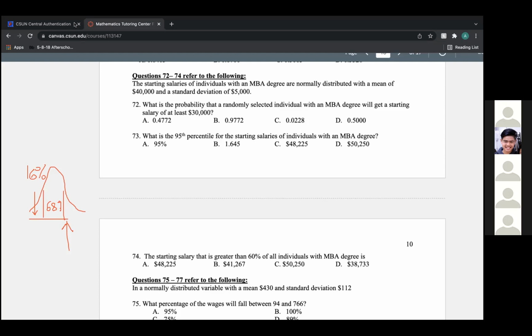For 72, you went to normal CDF, correct? For 73, no, inverse normal. 72 was normal CDF, and the lower was 30,000, and then the upper would be 99999999999. Just do lots of nines. You're basically putting in infinity. You want that to be really, really big. Okay, got it.